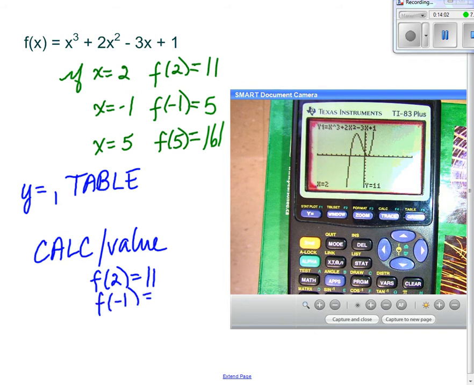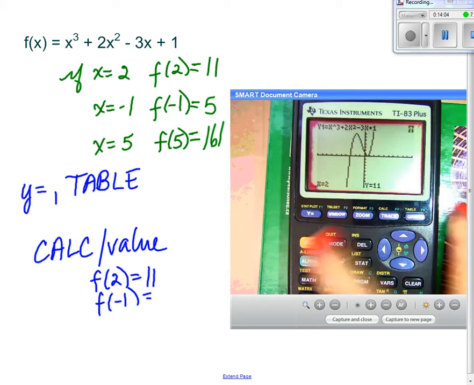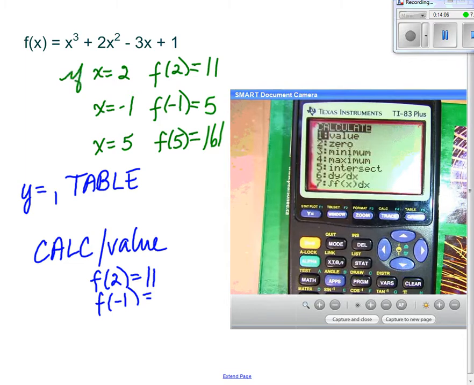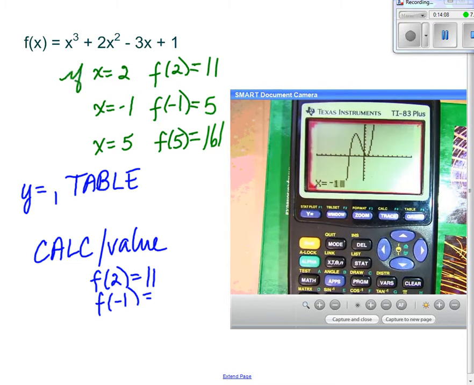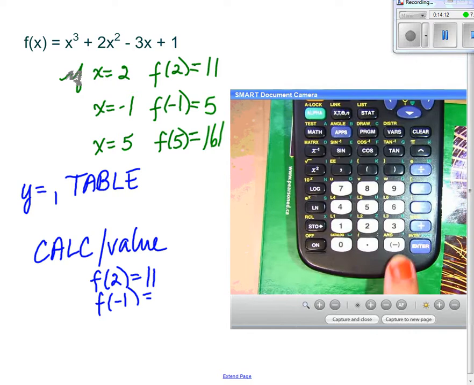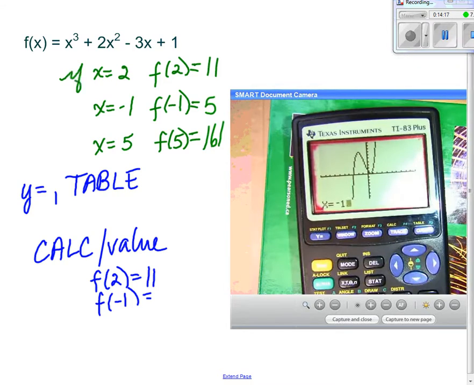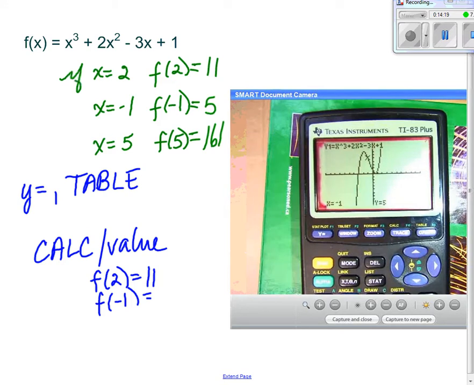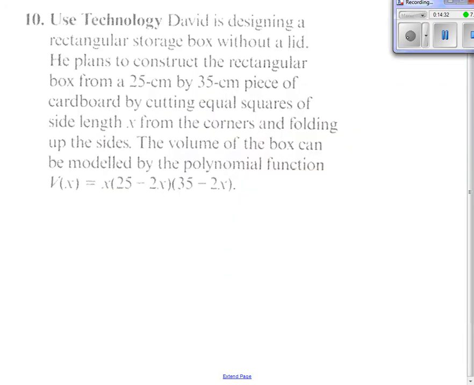f at minus 1, calc, -1. Careful, I used the negative. Negative for -1 is down here, not the subtract button. Enter, 5. So those are two options you can use, calc or table, to evaluate polynomials.